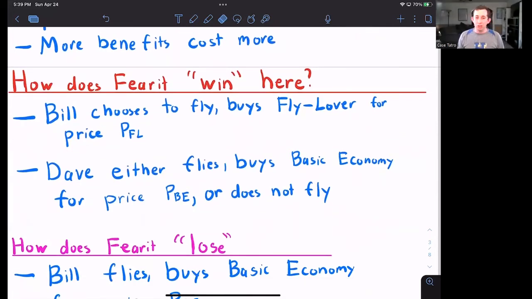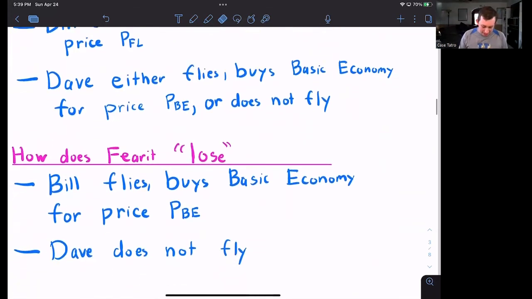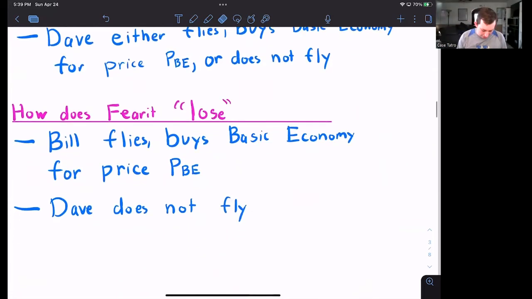Now, Fear-It could lose, on the other hand, by Bill flying basic economy. So that means he's paying less. And we really want Bill to be paying more, because Bill is willing to pay more, because Bill loves flying. And again, in that same situation, if Dave doesn't fly, then Fear-It has really lost on both ends.